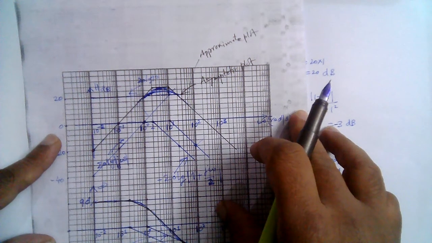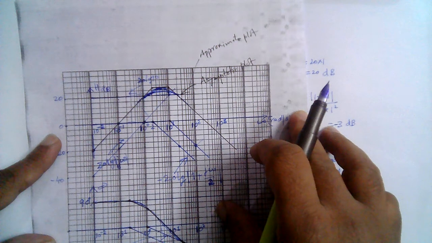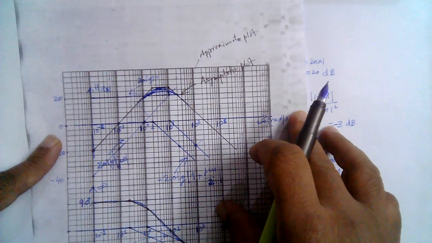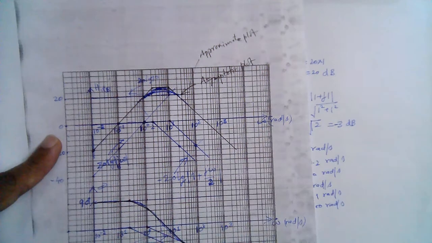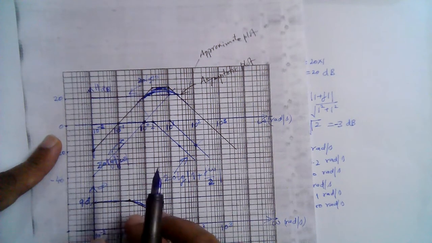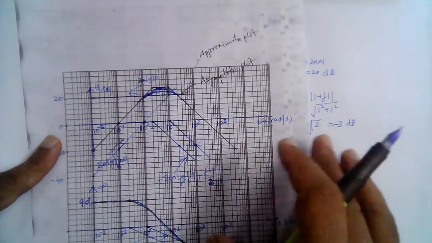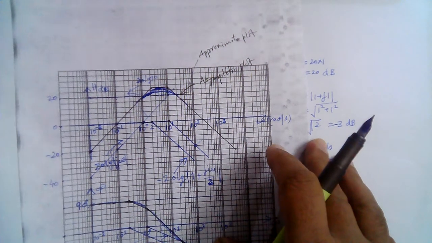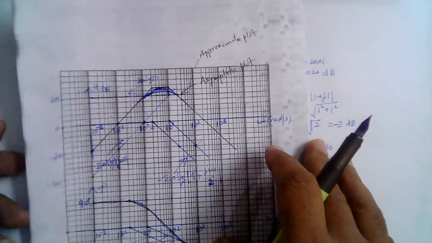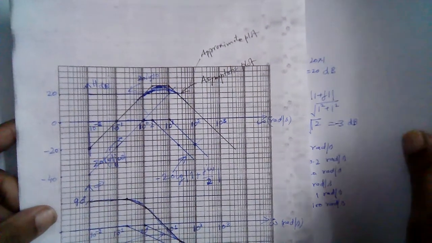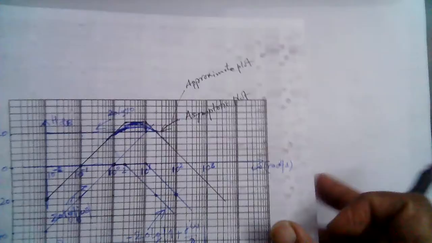From the composite plot, we can infer the corner frequencies and then figure out whether each corner frequency is a zero or a pole, and then we can put together a transfer function in the standard form. And from that standard form, we can convert into a proper form to arrive at the transfer function.